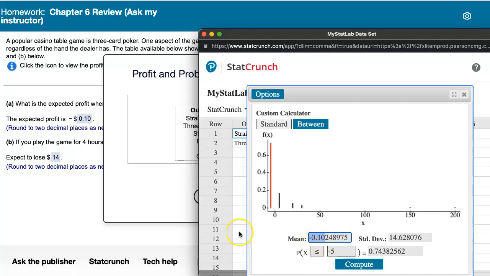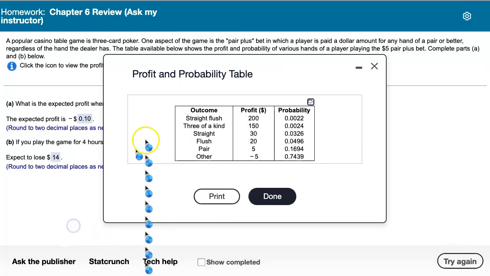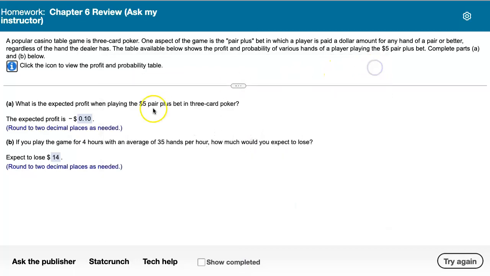So that's telling me about 10 cents is lost. If I come back over here to the problem statement, you'll notice that there was already a negative symbol in front of where you're typing in your answer, so I would not want to include that twice. But effectively, I can think of this as on average, I would lose 10 cents playing this game.